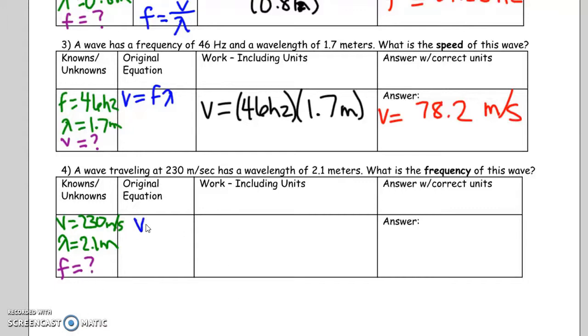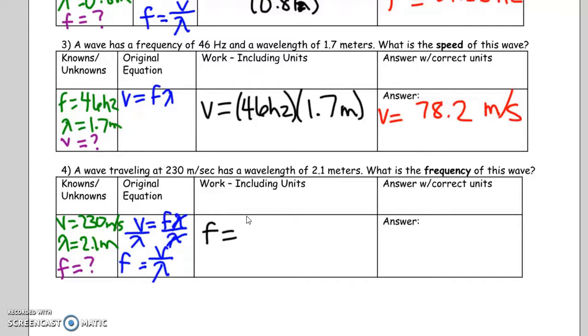Next, my equation, v equals frequency times wavelength. I need to get frequency by itself, so I'll divide both sides by lambda. And I see frequency equals v over lambda. I'm going to go ahead and plug in my knowns.